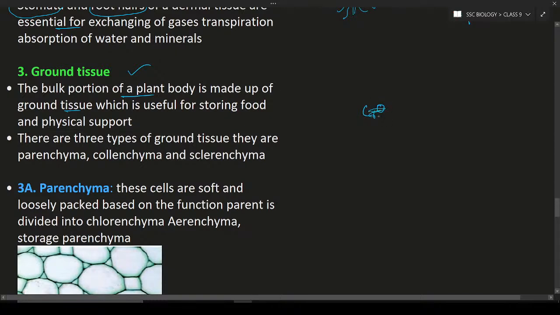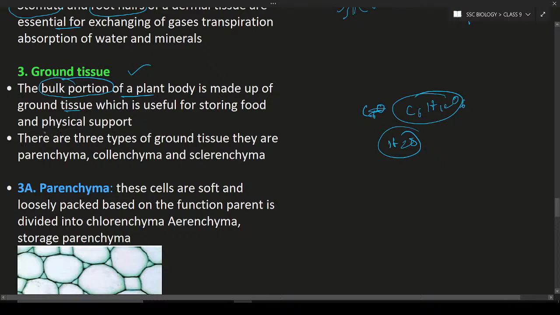C6H12O6, the chemical formula for glucose. So glucose will be stored, and next water will be stored, and so on. These different products like glucose, vitamins, fats, proteins, etc. are all stored in the ground tissue. That is why we say it is the bulk portion. Bulk portion means the tissue which stores something.